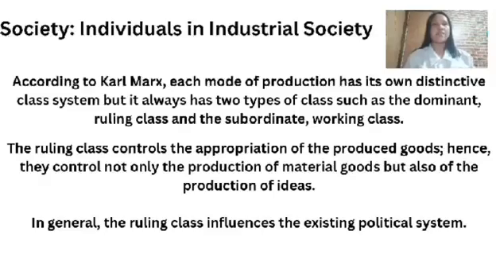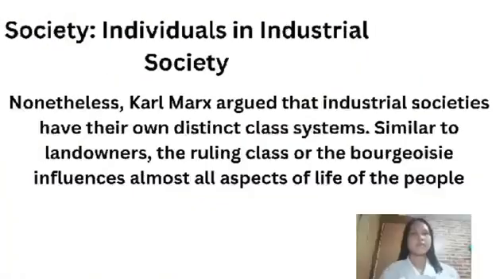According to Karl Marx, each mode of production has its own distinctive class system, but it always has two types of class: the dominant ruling class and the subordinate working class. The ruling class controls the appropriation of the produced goods, hence they control not only the production of material goods, but also the production of ideas. In general, the ruling class influences the existing political system.